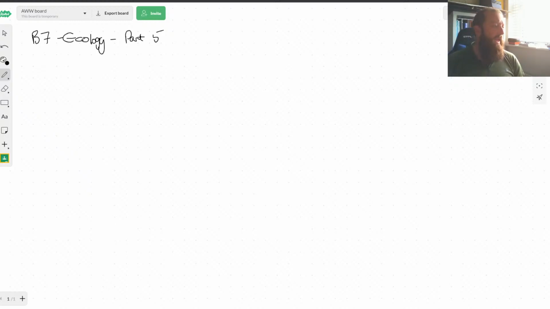Last lesson we looked at the carbon cycle, and what did we go through last week? Hang on, I've got it here somewhere. Yeah, so we looked at the greenhouse effect, we looked at global warming, we looked at factors affecting decomposition, and actually why decomposition is really, really important. So we looked at quite a few different points like that.